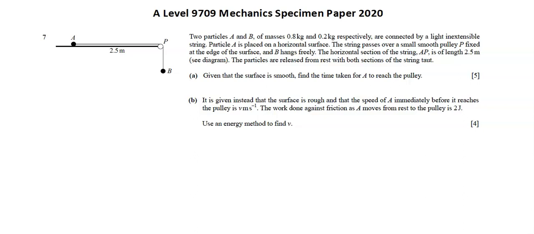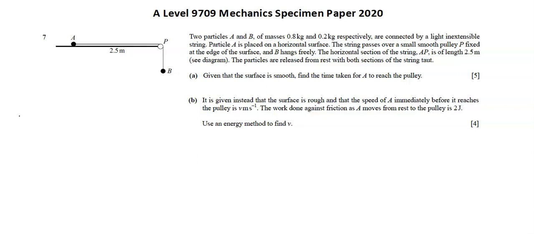Requirement A, given that the surface is smooth, find the time taken for A to reach the pulley. Requirement B, it is given instead that the surface is rough and that the speed of A immediately before it reaches the pulley is v meters per second. The work done against friction as A moves from rest to the pulley is 2 joules. Use an energy method to find v.